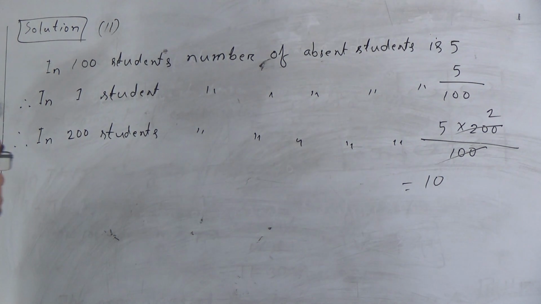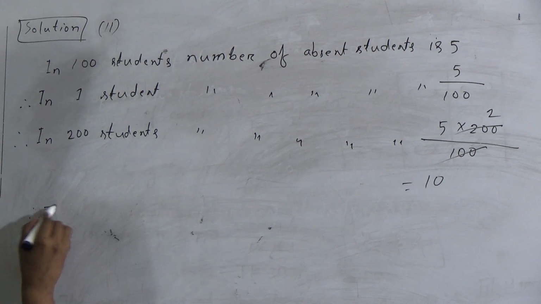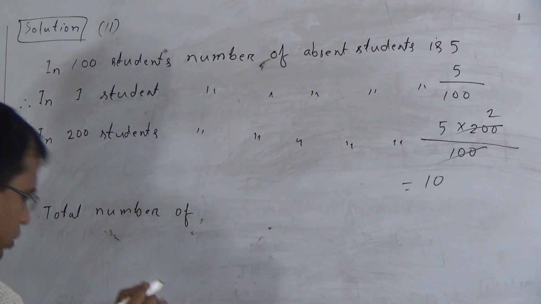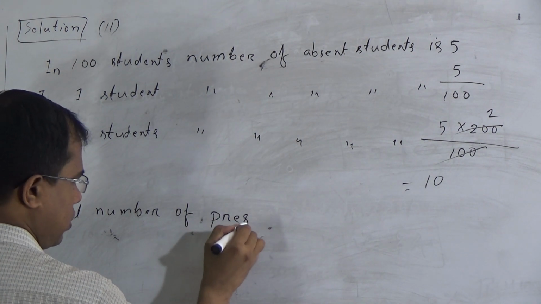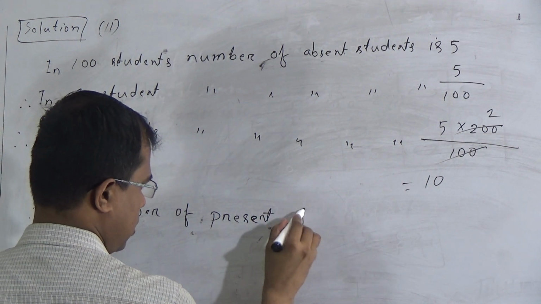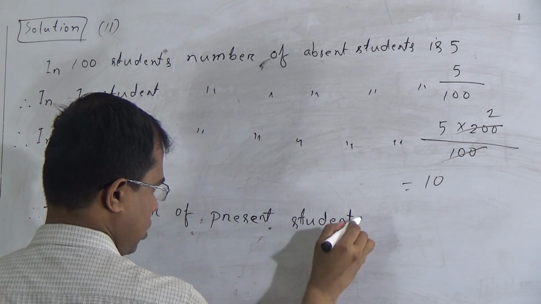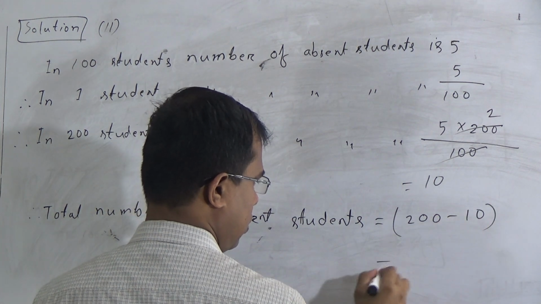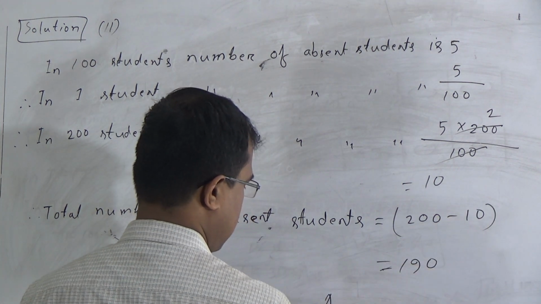So total number of absent students is 10 and total number of students is 200. So total number of present students will be 200 minus 10. Therefore, total number of present students is equal to 200 minus 10. This is equal to 190, and this is the answer of the math.